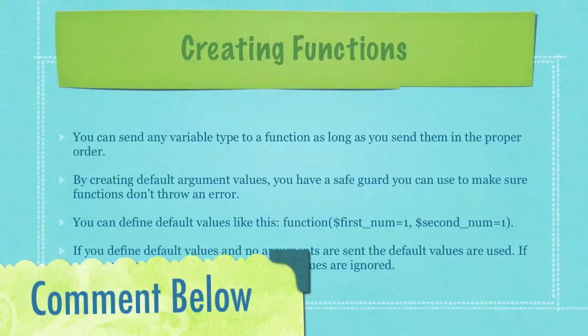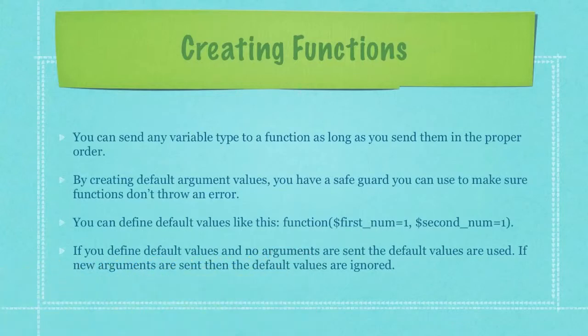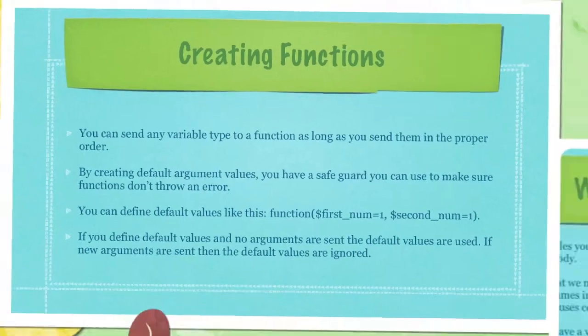You can send any variable type to a function as long as you send them in the proper order. By creating default argument values, you have a safeguard you can use to make sure functions don't throw an error. You can define default values like this. As you can see here, I'm defining a default value for both the variable named firstNum and secondNum. If you define default values and no arguments are sent, the default values are used. If new arguments are sent, however, then the default values are ignored.